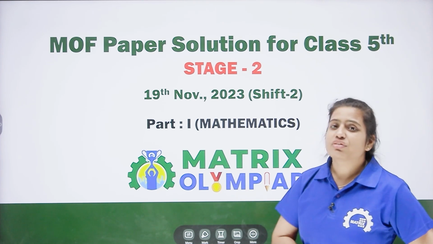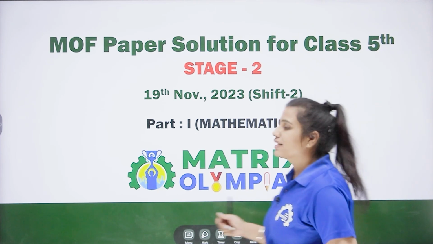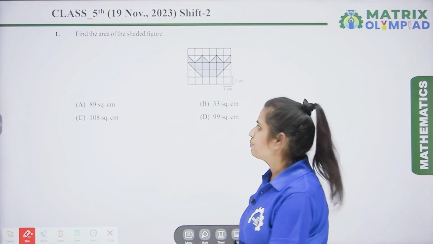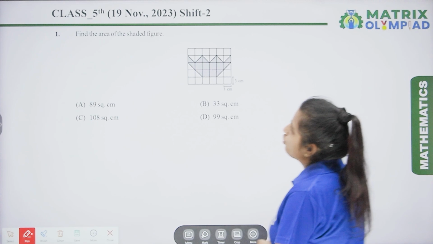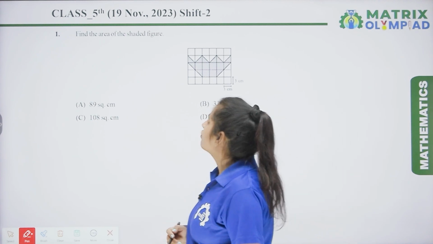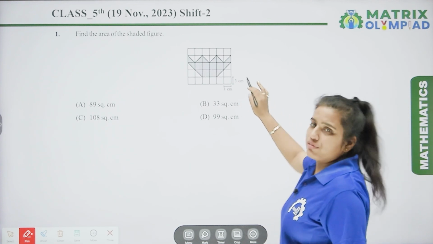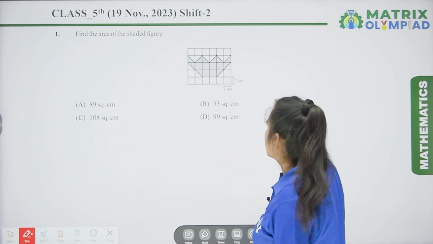So let's start with the first part of this paper, that is of mathematics. Here comes the first question of this part, that is find the area of the shaded figure. So here in this figure we have to find the area of the shaded figure.